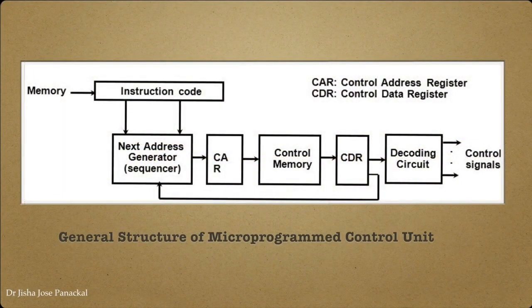Now let's see the general structure of a microprogram control unit. This is a sequential logic. We have the instruction code, and based on the address generator, that is the sequencer, we have the control address register and the control data register. Based on the micro operation in the control memory, it will decide which instruction to consider, and based on this the decoding circuit will provide the control signals as the output of the control unit.